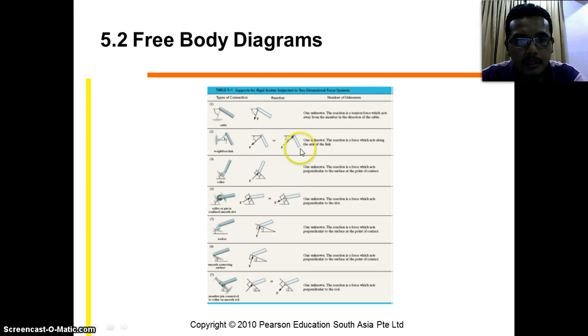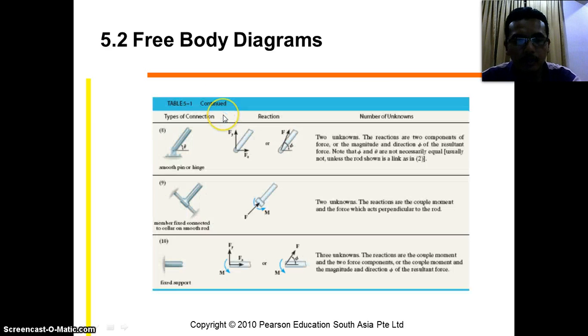Hibbeler. In that particular textbook, we have Table 5.1, support for a rigid body subjected to a 2D force system. In this one they have the type of connection, the reaction force, and also the number of unknowns. Very important, you need to open your textbook and understand all the types of connection, as well as the reaction for each type of connection, and also how many unknowns there are for that particular type of connection.